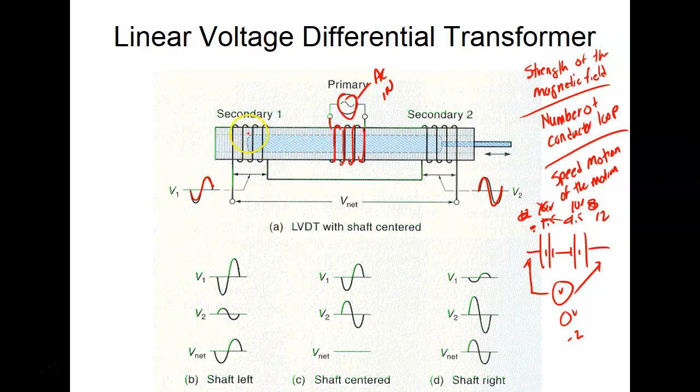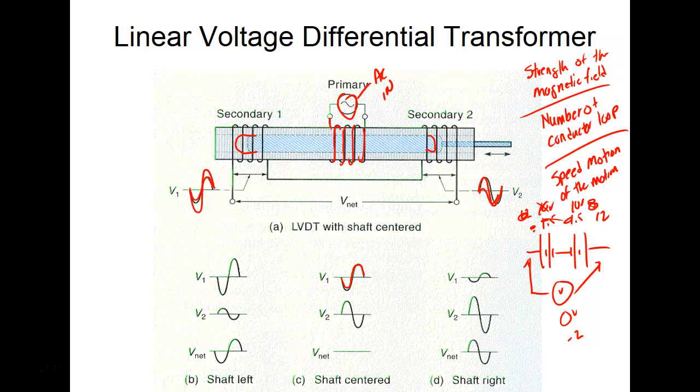So what we can do here is we can sum them together. So let's say I move it in this way. Then this guy here is going to move this way. This guy is going to go up. This guy over here is going to do what? Go down. So now what that means is, if I can see it, here's the net. This guy is bigger, so that means what? The output would be in this phase right here.